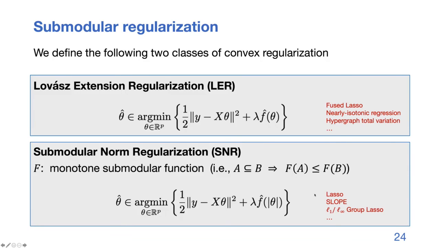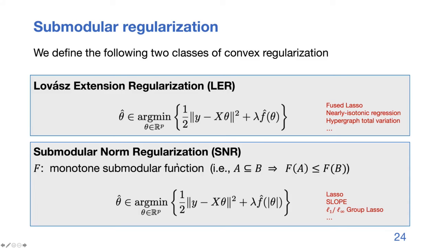Okay, so now we define the two classes of convex regularization, which we call submodular regularization. In particular, the first class is Lovász extension regularization, whose omega is given as the Lovász extension. This class contains the fused lasso, the nearly-isotonic regression, some sort of hypergraph total variation, and so on. And the second class is submodular norm regularization.